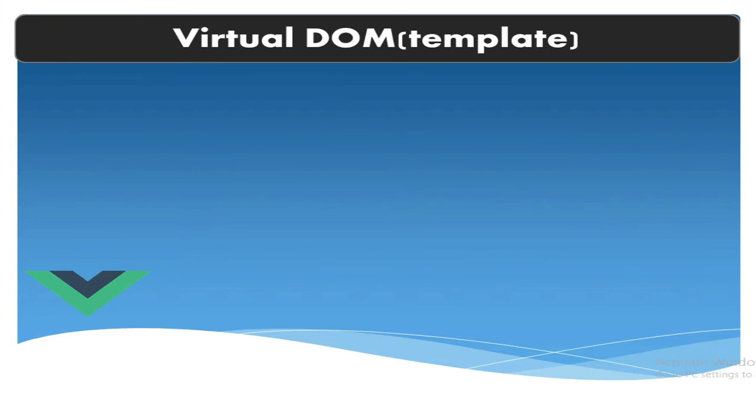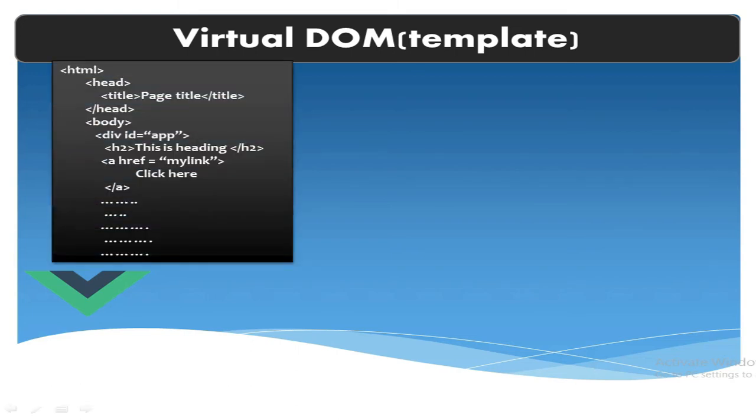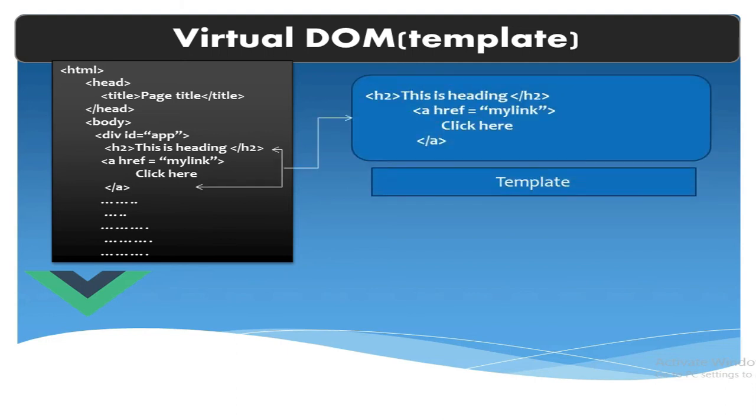Okay, now before we start virtual DOM, let's understand what is a template. A template is valid HTML code in which we can use any property of a data object, and we can also call any methods inside our template. Let's say we have an HTML like this, which consists of this div of id app. Now this div can have several elements like h2, a tag and so on. We can keep this h2 and a tag as a separate template like this. Again, a template is nothing but valid HTML code in which we can use any property of our data object, and we can also call any methods.